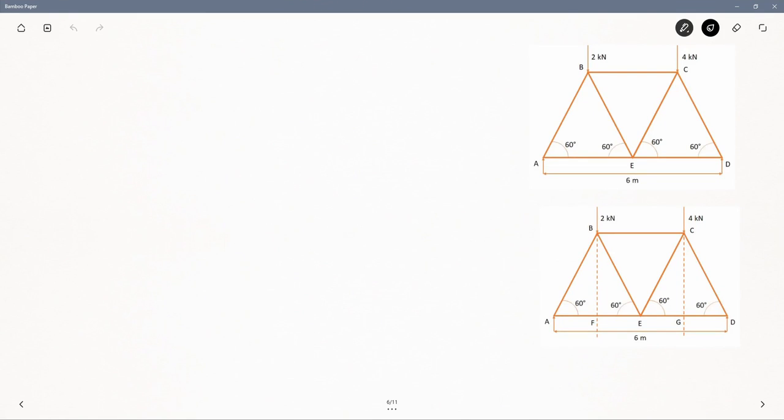Hello everybody. In this video again, we'll be trying to analyze this given truss here. If you could see, this truss has three equilateral triangles, each of dimension 3 meters. So the total span AD would be 6 meters. There are 2 point loads at joint B and joint C of intensities 2 and 4 kilonewtons respectively.